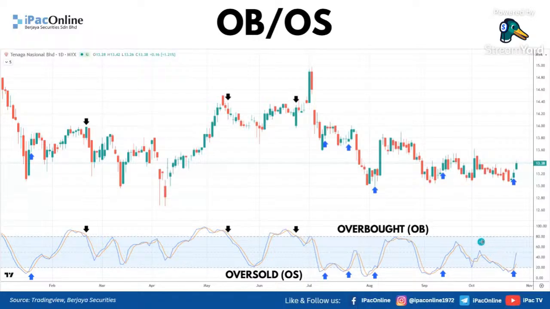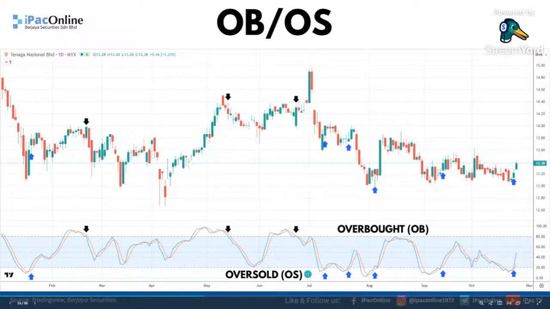Okay, so basically for overbought and oversold, what we are looking at is if the stochastic indicator trades below the 20. If it trades below the 20, it is telling us that it is oversold. Whereas if the stochastic is above 80, it is telling us that it is overbought. Okay, so for example, right over here, when Tenaga TNB sold down sharply, you can see very quickly from overbought, it came all the way into oversold, given it came down with such a strong momentum.